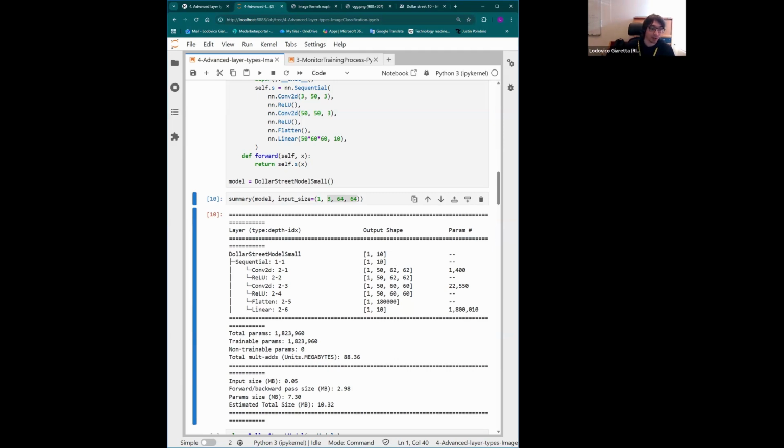Here it's very simple. We started with 3, we went to 50, and then we go back to 10 at the end. So it's relatively straightforward what is happening. But in a more complicated case, you might have 3, 50, 100, and then back to 50, and then back to 10. In a very big model, you could do something to that extent.